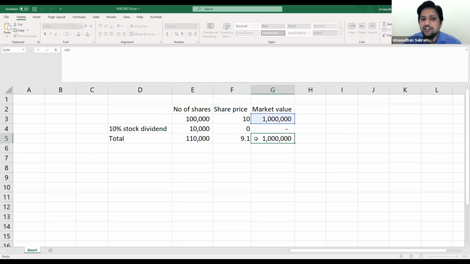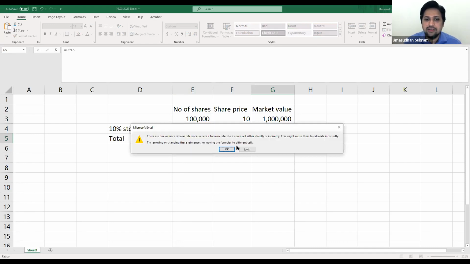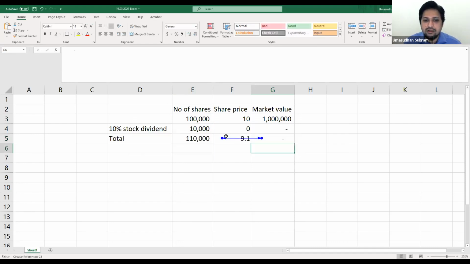So the value of the company doesn't change. If you see 110,000 times 9.1, you still get the same value for the company. Let's say it's 1 million.